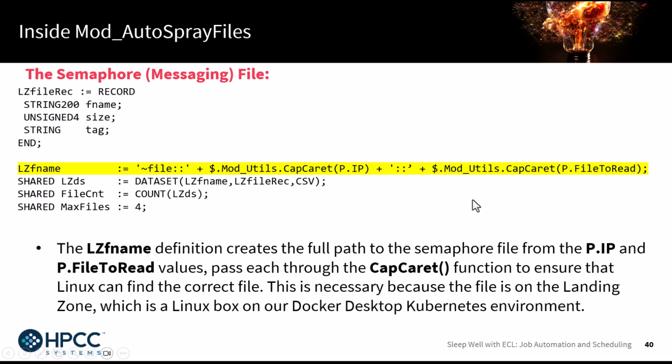All right, moving inside the module, you'll see we have a record defined with a file name, a size, and then a tag, variable length string. The landing zone file name is prepended with a tilde, the word file, colon, colon, always a constant. Then the caret around the file name to put the carets if anything is uppercased, and then concatenate another double colon and concatenate the actual file name to read.